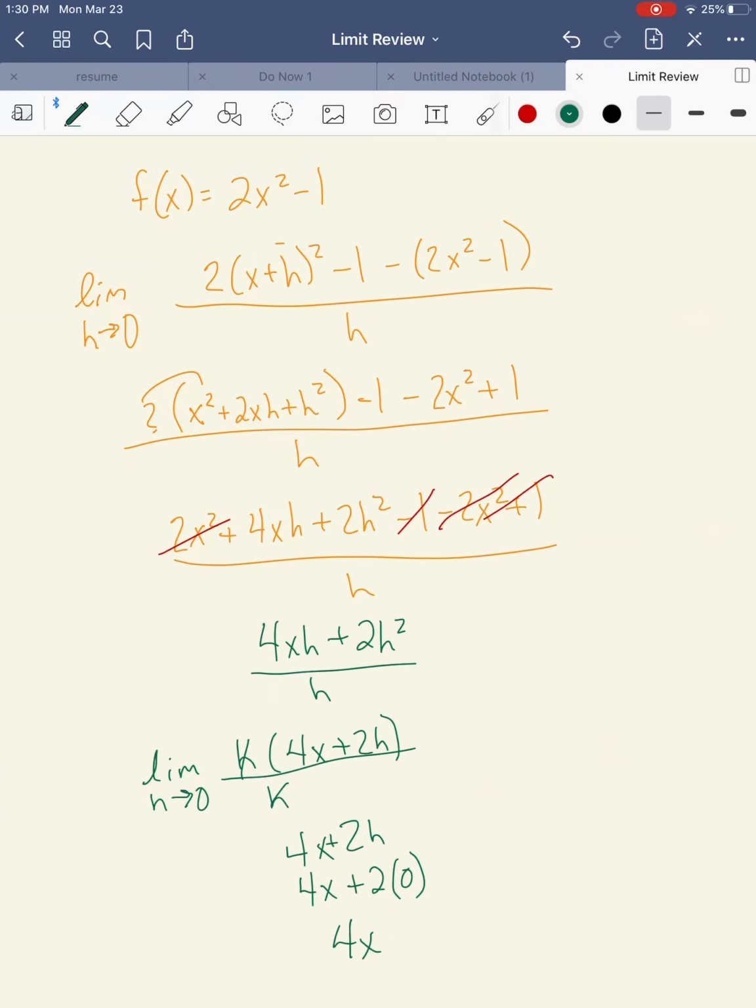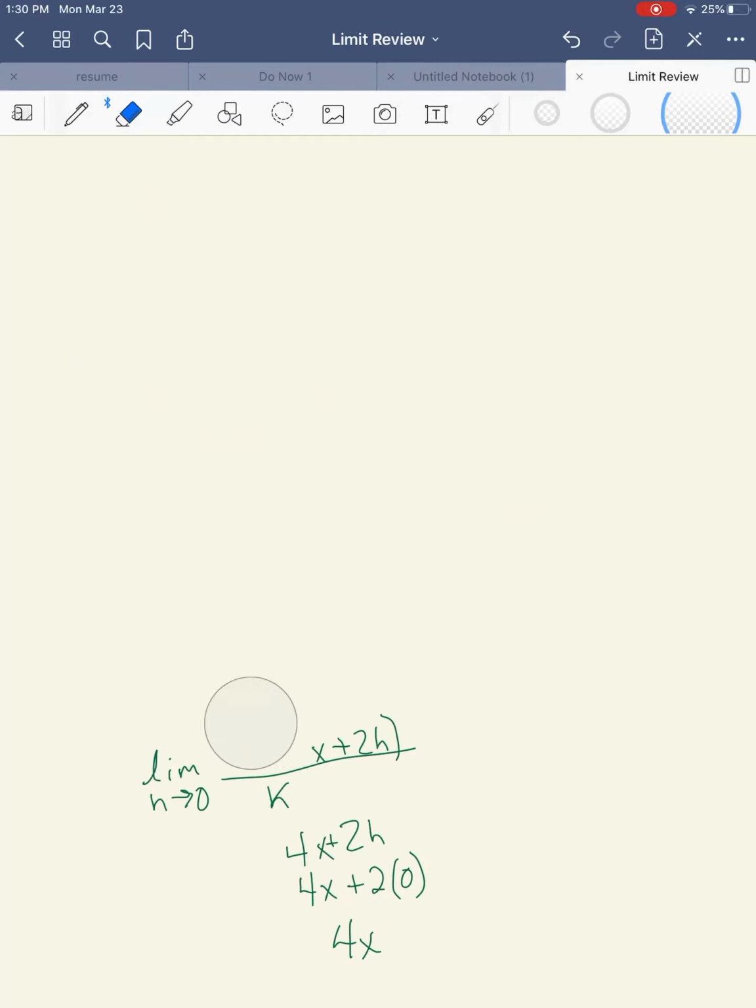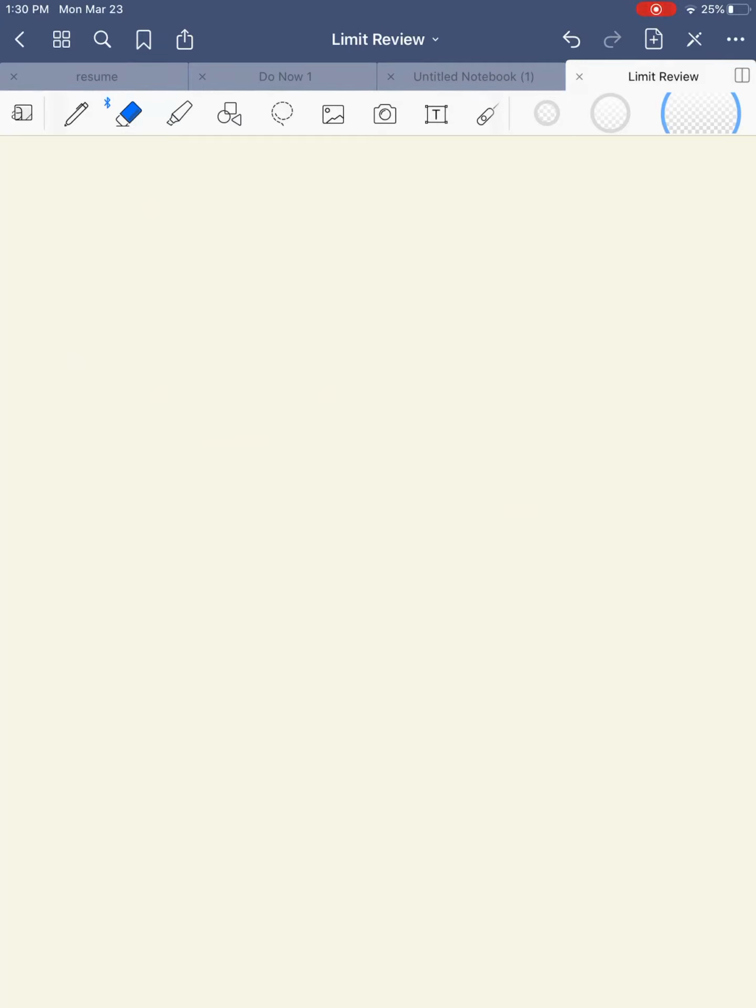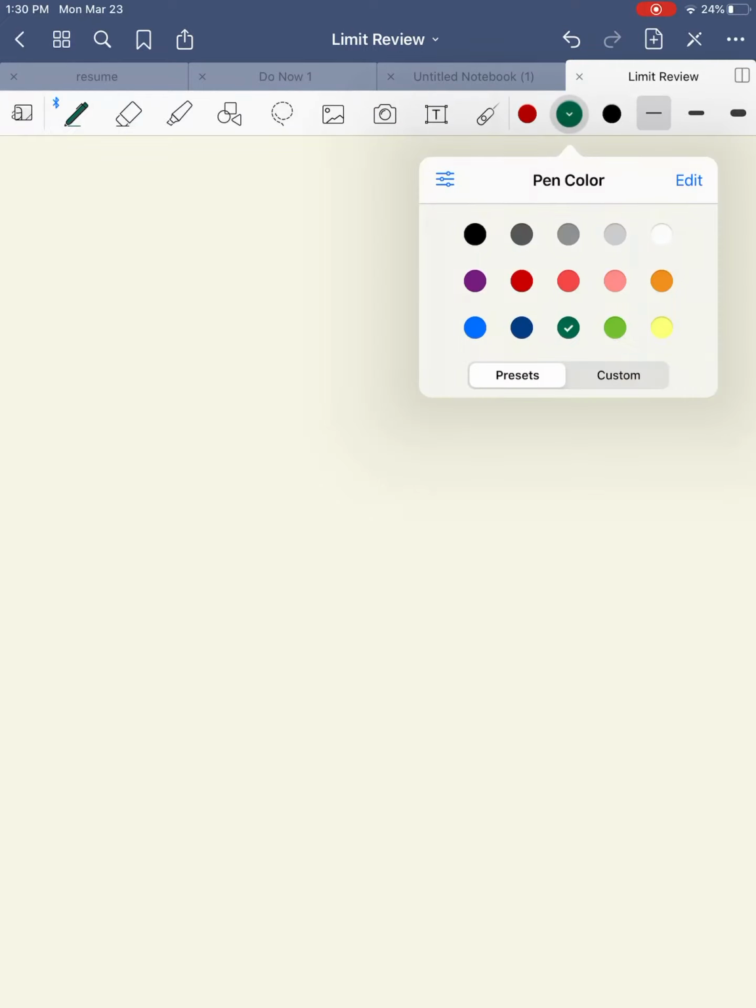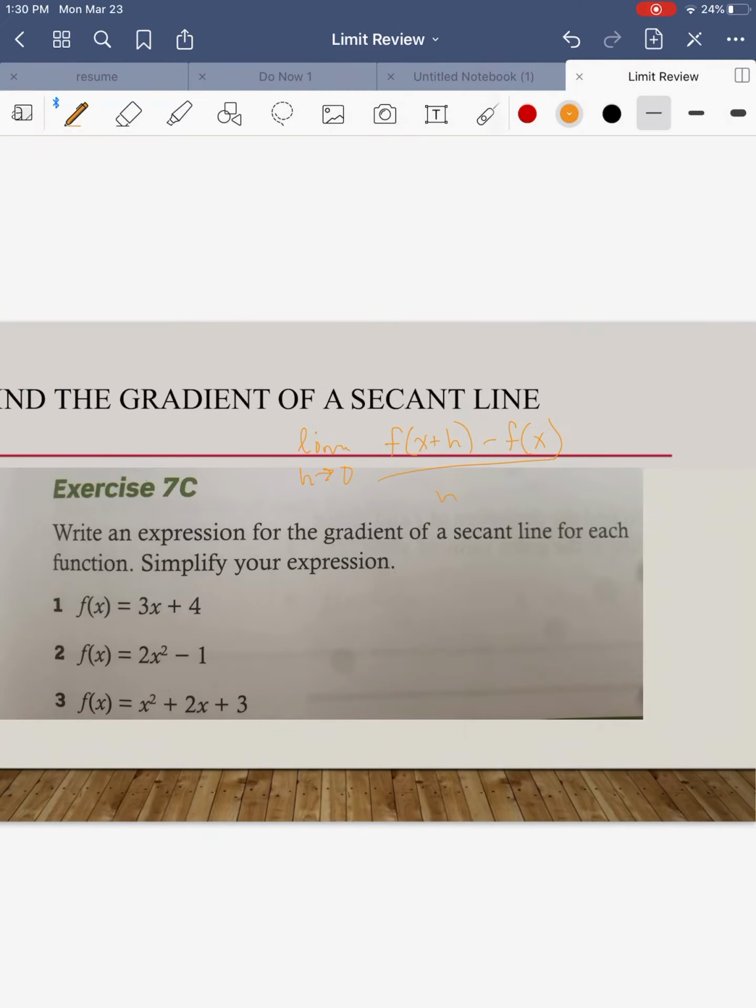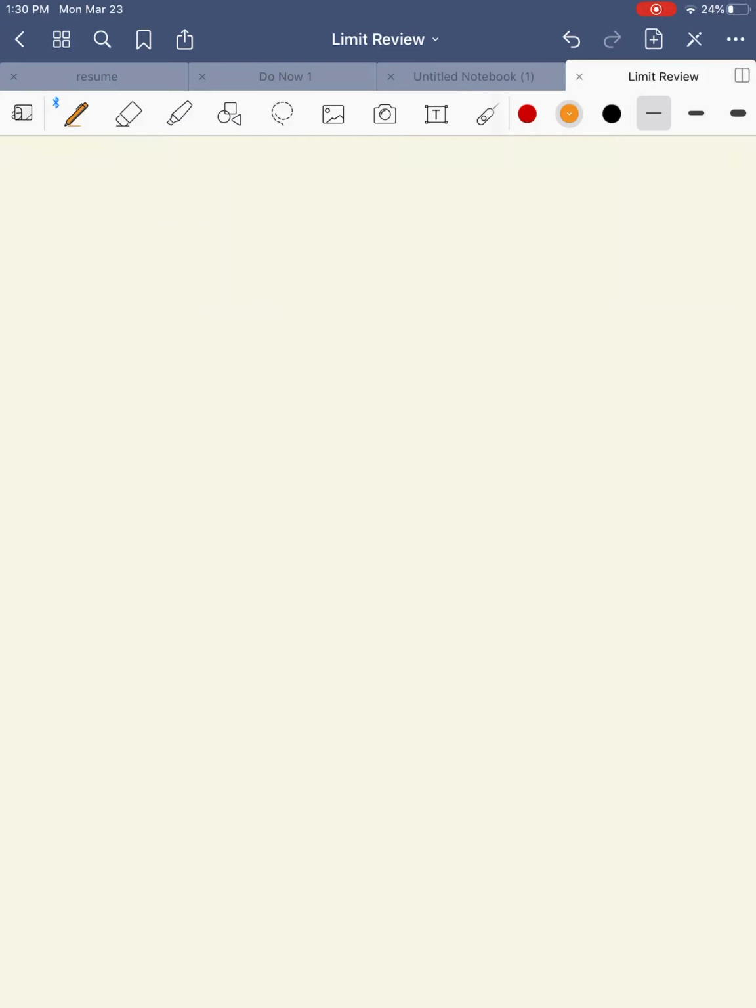All right, welcome back. I hope you were super successful at doing the last one. In case you were not, let me go through the steps of helping you out. X squared plus 2x plus 3. Alrighty. Remember, you have to replace each of these x's with x plus h.